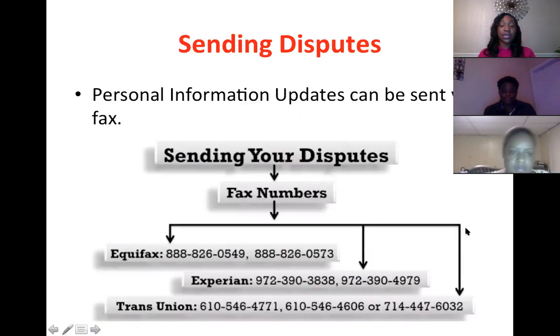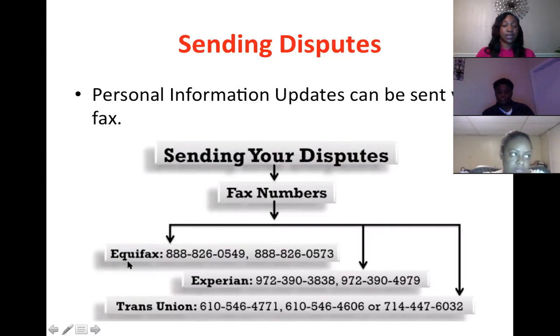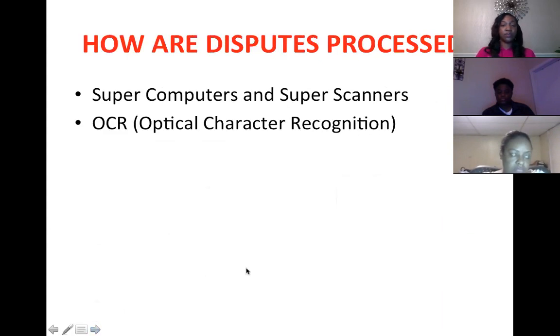Here are some fax numbers. We'll probably have to do some research and get some new fax numbers because they change them all the time, like all the time. But these are some fax numbers if you want to do dispute sending via fax. Like the personal information updates can be sent via fax. But again, like I said, I always do them via mail and get good results anyway because I just can't deal with the fax.